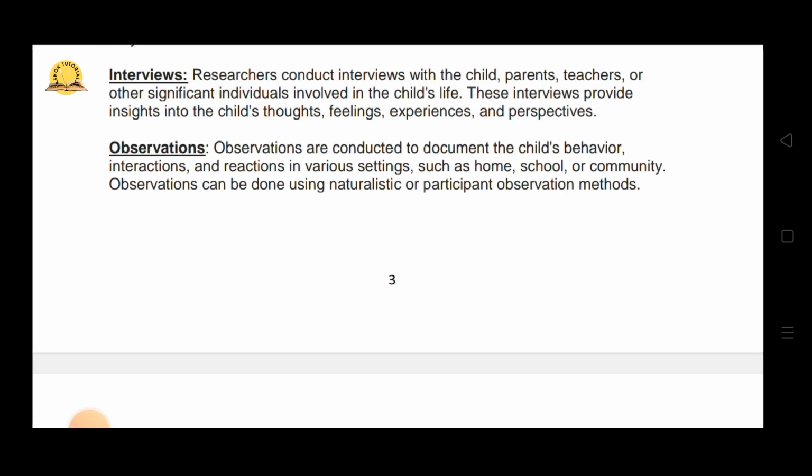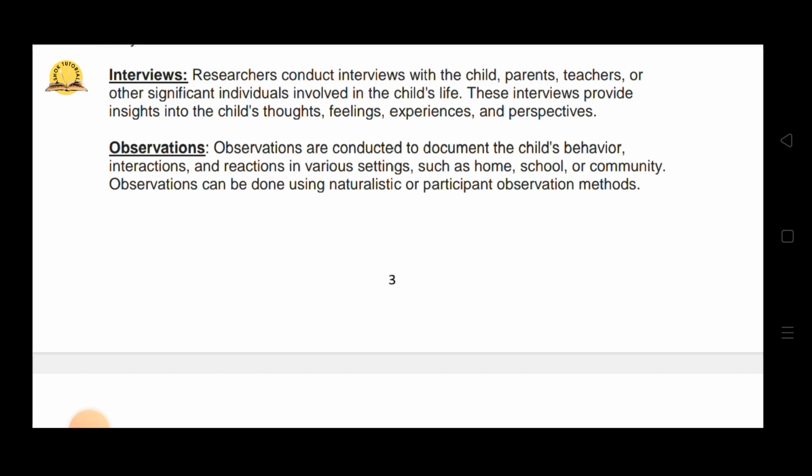These interviews will give us diverse views and explanations about the child's thoughts, what he or she thinks, how he or she feels at home, at school, with friends and peers, and what the different types of experiences are, the good experiences and the bad experiences the child has had as he or she grew up, and what his or her perspective is about different things.